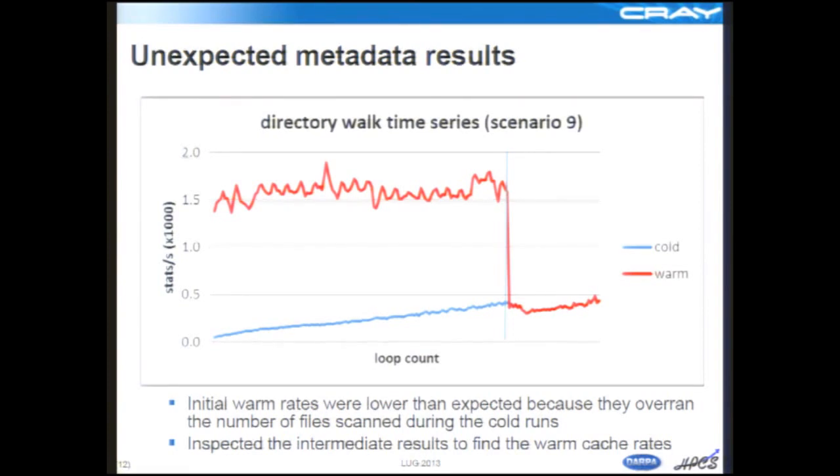So what we had to do, when we looked at the intermediate results, instead of changing the time, was to look inside and say, yep, this is the region where it was a warm cache, and we used that to report our results to DARPA.